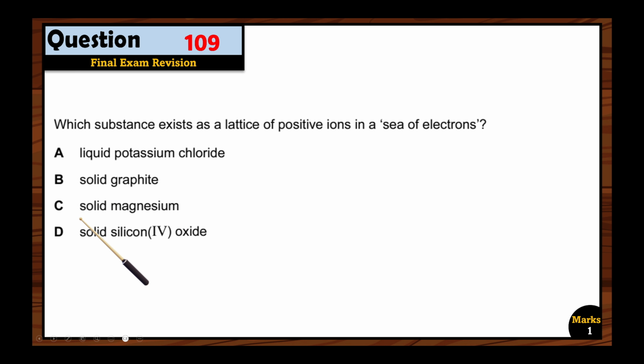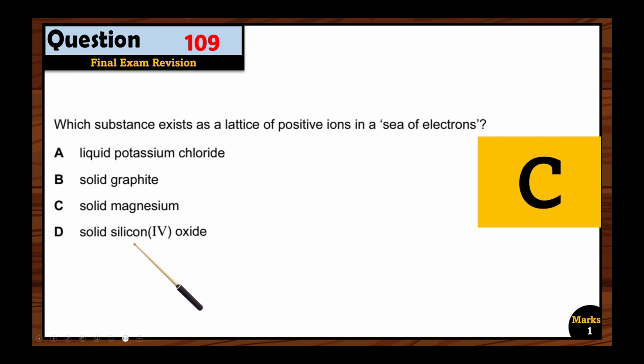Solid magnesium. If you see solid magnesium, because it's a metal, right? So C option is right. Solid magnesium can only exist as a lattice of positive ions in a sea of electrons.